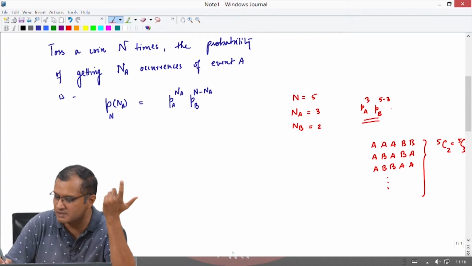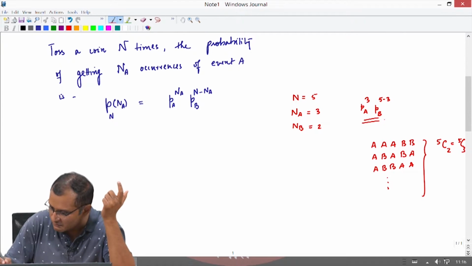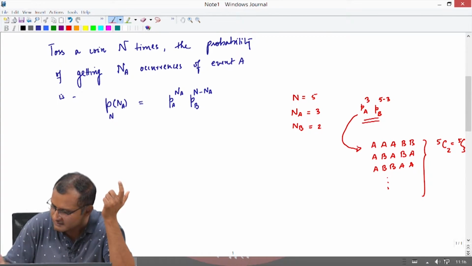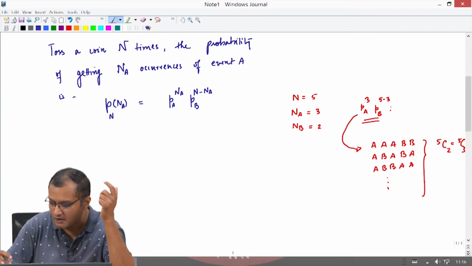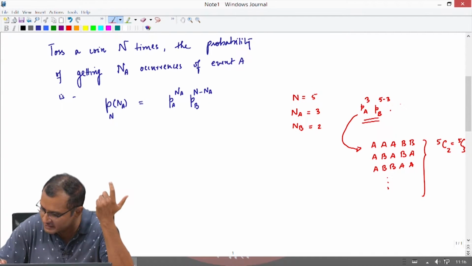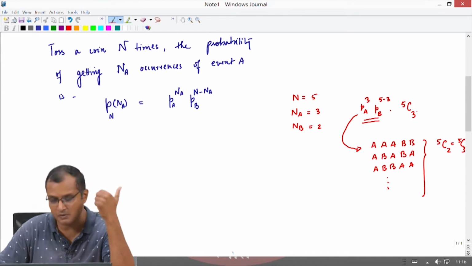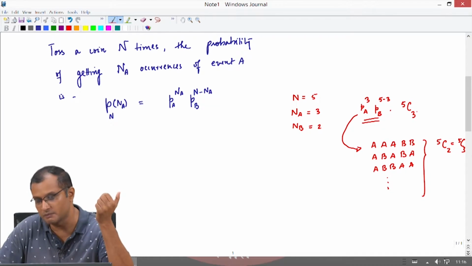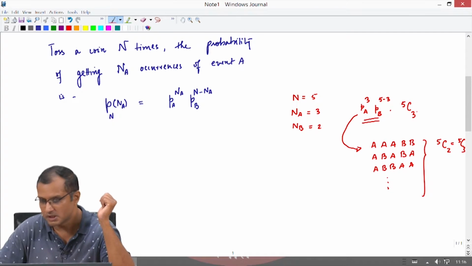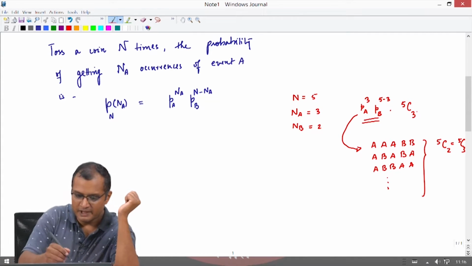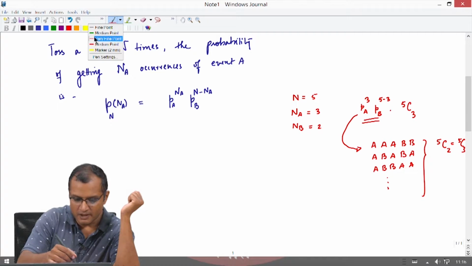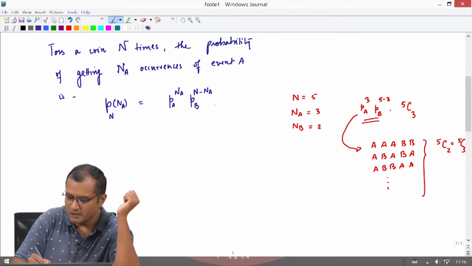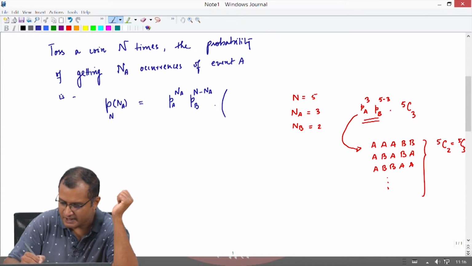So, definitely I must multiply this probability, which is for a single occurrence, with the number of orderings I can have. So, I need to multiply it with 5C3. It is also okay if I multiply with 5C2, because the binomial combination is symmetric in its 2 variables. The fact is, this probability that I have written here is for a single ordering, and one has to account for all the orderings possible, and precisely for that I am going to multiply it with NCNA.